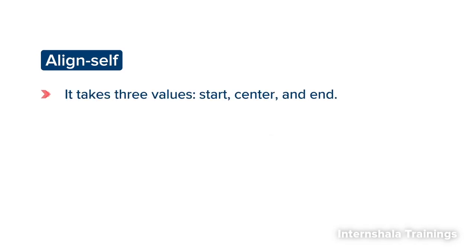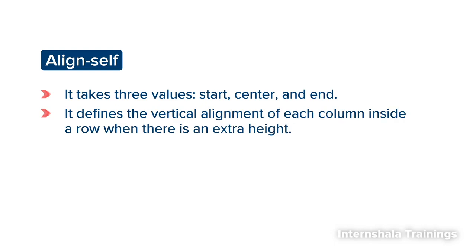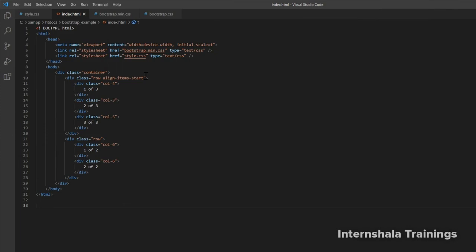Now let us move to the next class, align self. It takes three possible values: start, center, and end. It defines the vertical alignment of each column inside a row when there is an extra height. This means it is applicable only to the flex items and not to the flex container. Let us quickly see how the align self class works.